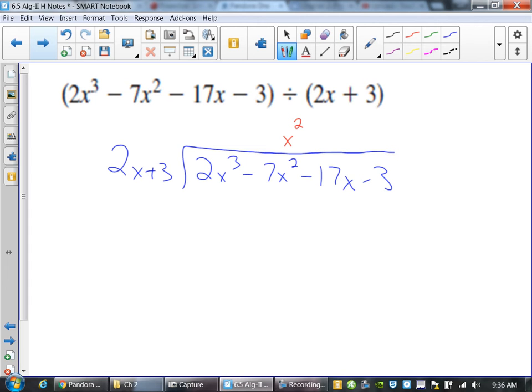Because now watch what happens. I'm going to multiply this by x squared. I get 2x cubed plus 3x squared. Just like with the long division with numbers, you would then subtract. 2x cubed minus 2x cubed is gone. Negative 7 minus 3 is negative 10x squared. And I bring down the next term.